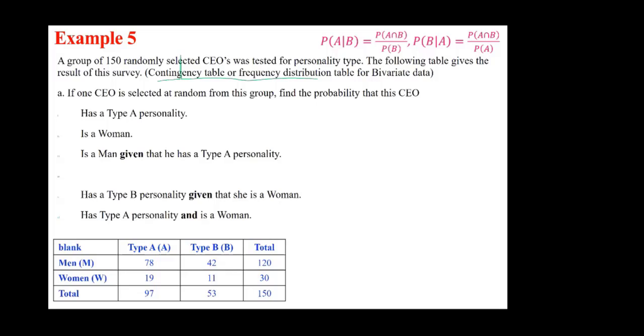Contingency table or frequency distribution table, that means the same thing. Bivariate data, then we are talking about different types of data, as you can see. Not only are we looking at gender, we are also looking at personality. That's why there are two types of data being discussed.